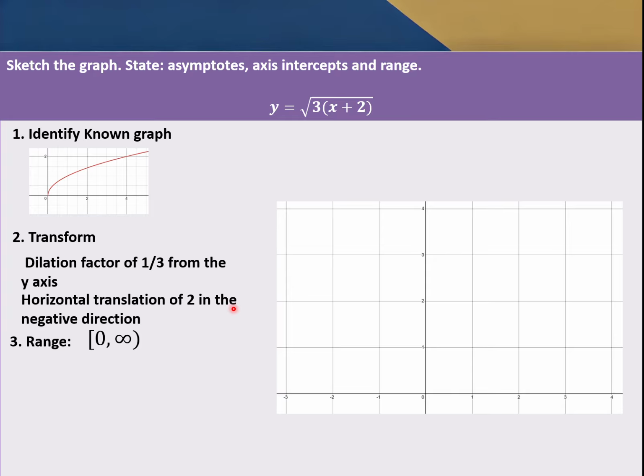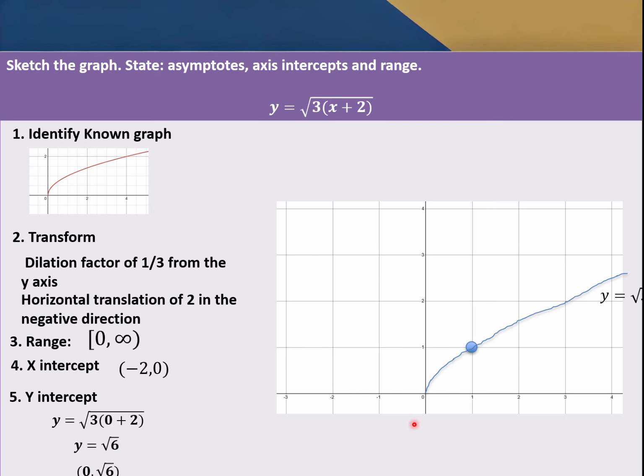The x-intercept we already know because it's starting at -2. For our y-intercept, we are just going to make x equals 0, and that will give us square root 6. So the next part, when we are graphing, I'm just going to put the basic graph on, and you can do this. It will help to visualize and make sure you're labeling what it is. I know it's partly off the screen, but I've got y is equal to square root x.